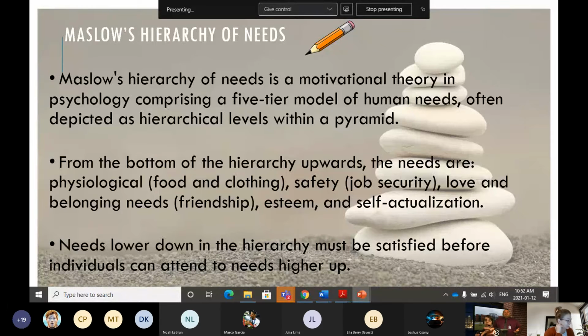From the bottom of the hierarchy upwards, so starting from the bottom and working your way up, the needs go as follows. There are different categories. You have physiological needs on the very bottom, which is like food, clothing, shelter, so your basic survival needs. And then the next tier up is safety. So that would be a job or job security.